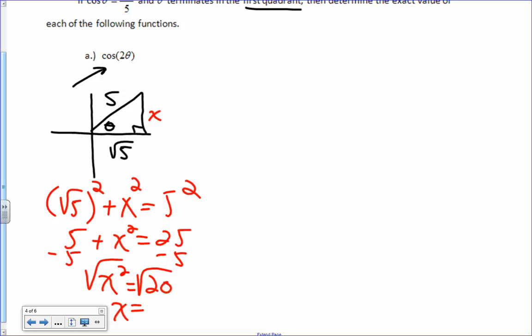And so positive square root of 20, but I believe square root of 20 does simplify a little bit for us. So if I had square root of 20, I can break it down into square root of what times what? 4 times 5 is the beneficial one, right? We could do 2 times 10, but that didn't help, right? So this is 2 square root of 5. All right, so 2 square root of 5 for that side.